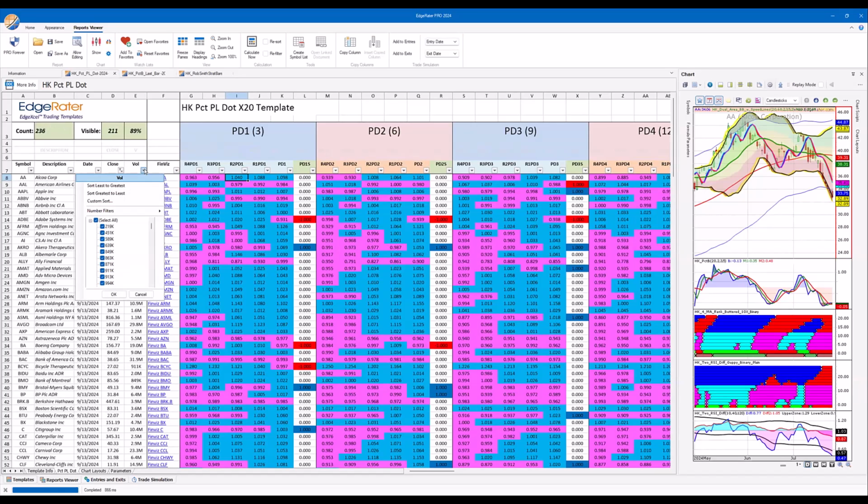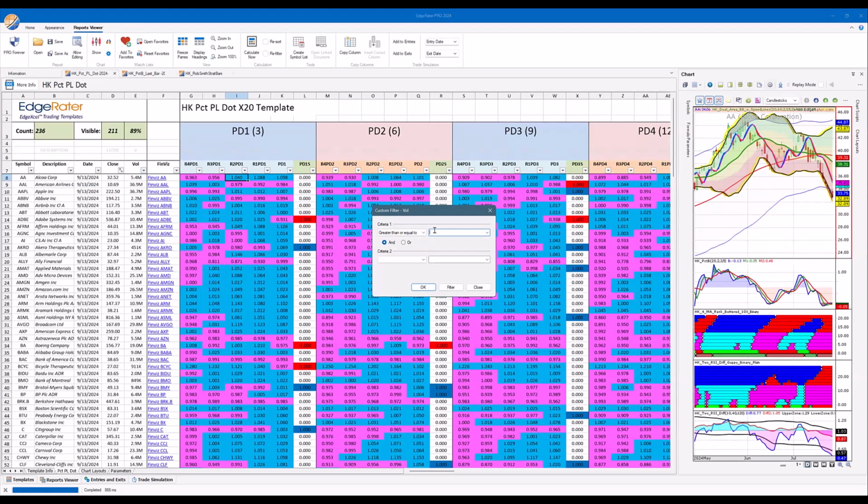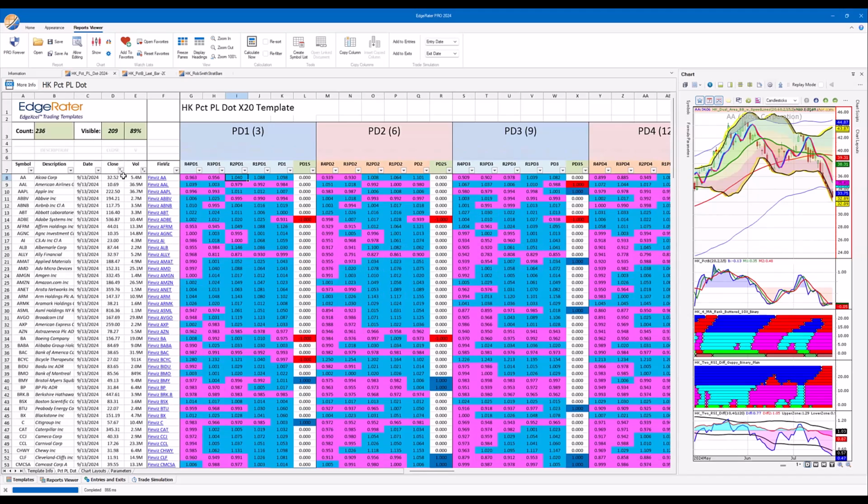I come in here under volume. I go number volume. I want to make sure that the stocks that I trade have traded at least 500,000 shares. I don't like penny stocks or stocks that are illiquid. So I've eliminated, okay, so I only eliminated 26, 27 stocks.